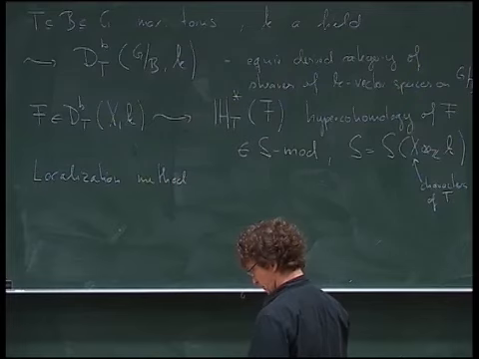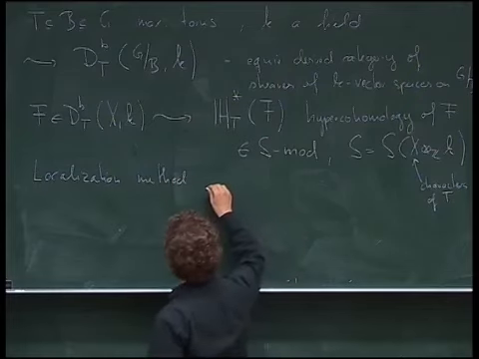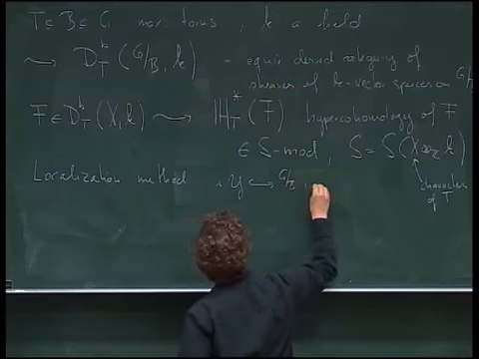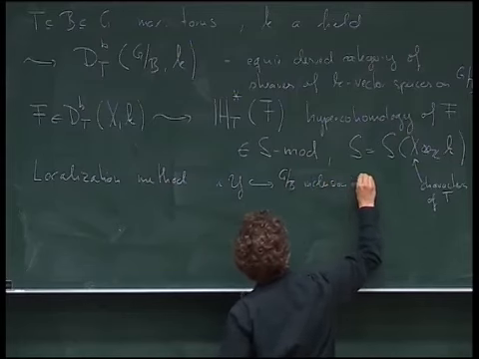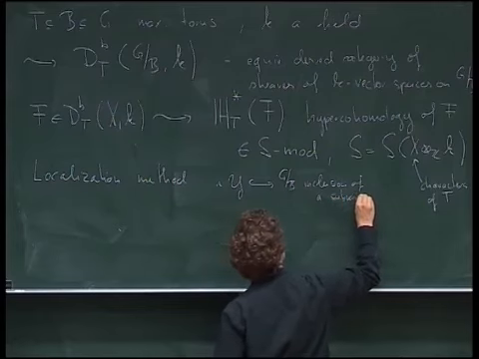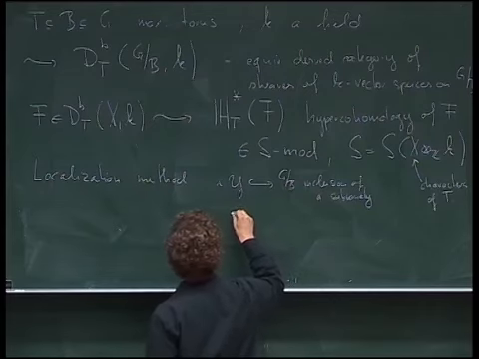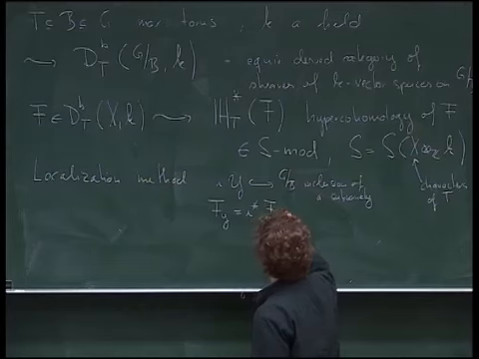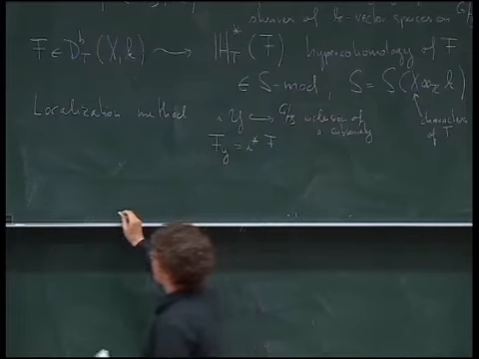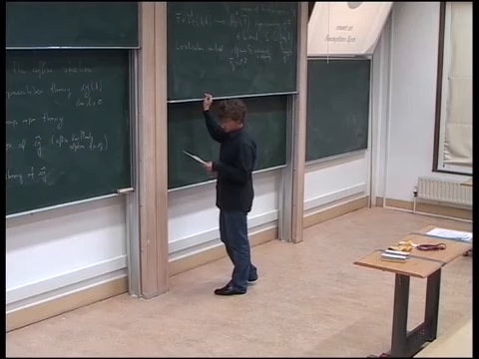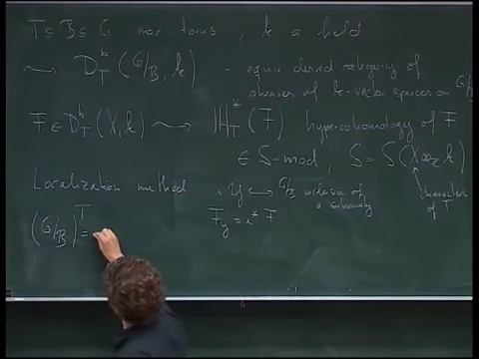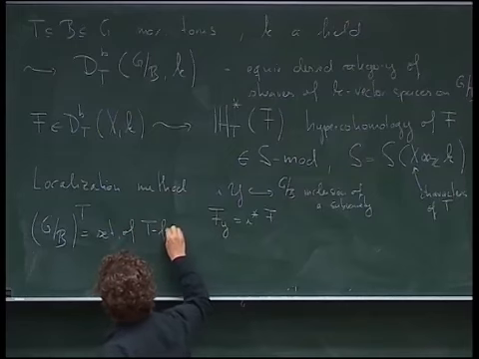It's the following. First, let me fix some notation. If we have the inclusion of a subvariety Y in G mod B, then I define F upper Y to be the pullback of F. So it's a sheaf on Y now. And the idea of the localization theorem is to pull back the sheaf to the set of fixed points. So (G/B) upper T is the set of T-fixed points.